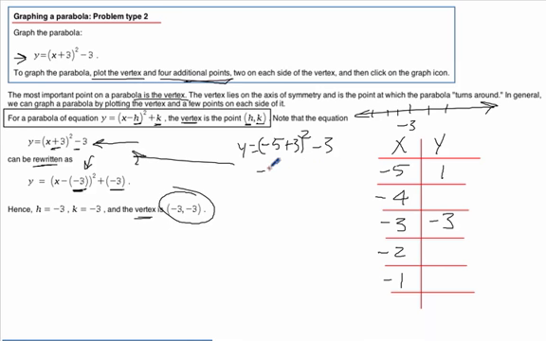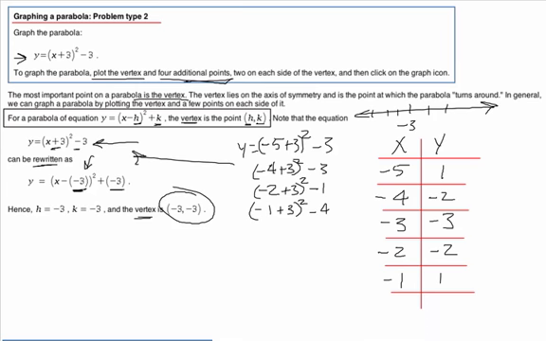And then we do the same thing with the negative 2: negative 2 plus 3 squared minus 3. That's going to be a positive 1 squared, which is 1. 1 minus 3 is a negative 2. Then we do the same thing with the negative 1. Negative 1 plus 3 is 2, squared is 4. 4 minus 3 is 1.